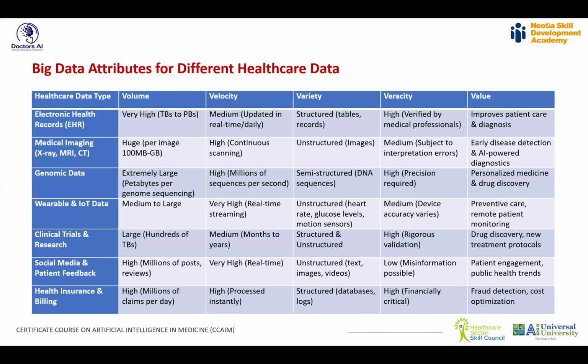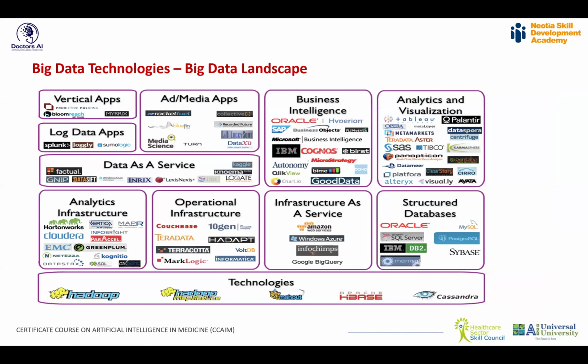Now, if you see these 5 V's and the type of health data which falls under these big data categories, this will help us in taking our decision about what type of AI model I should apply if I'm developing an application considering this type of data. Now, this is a very interesting technology big data landscape.